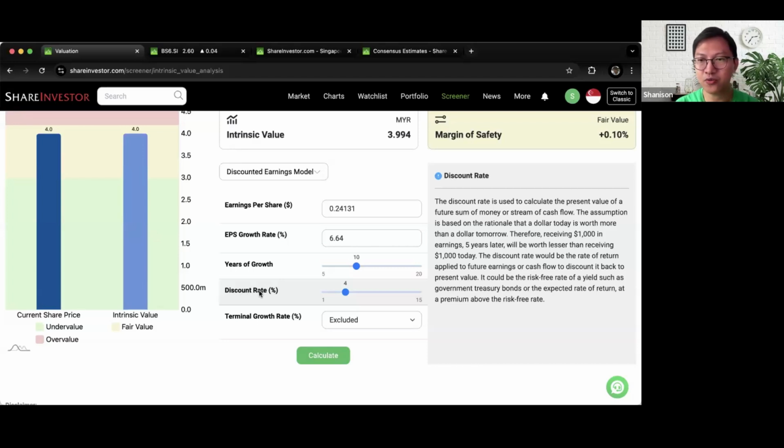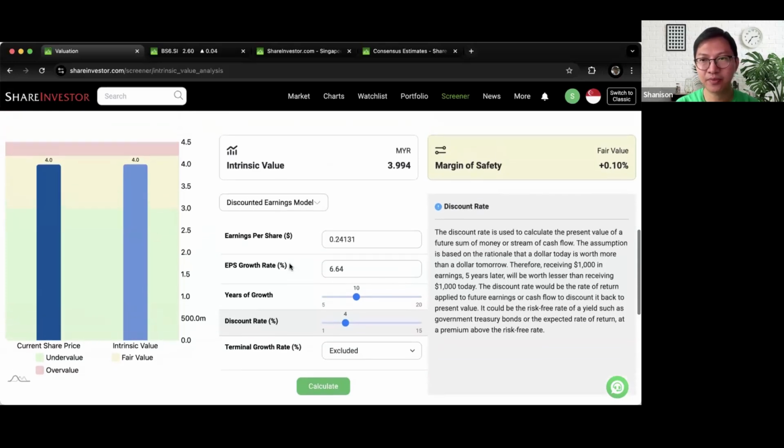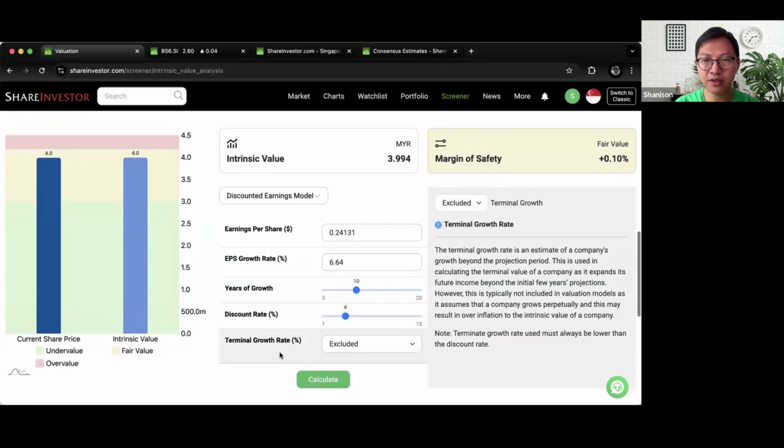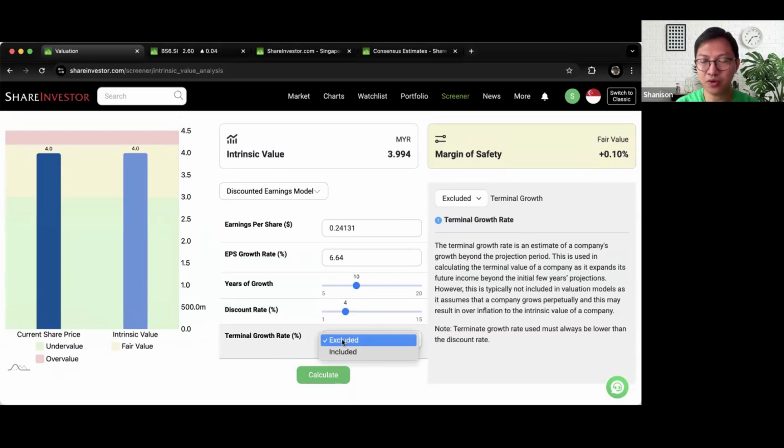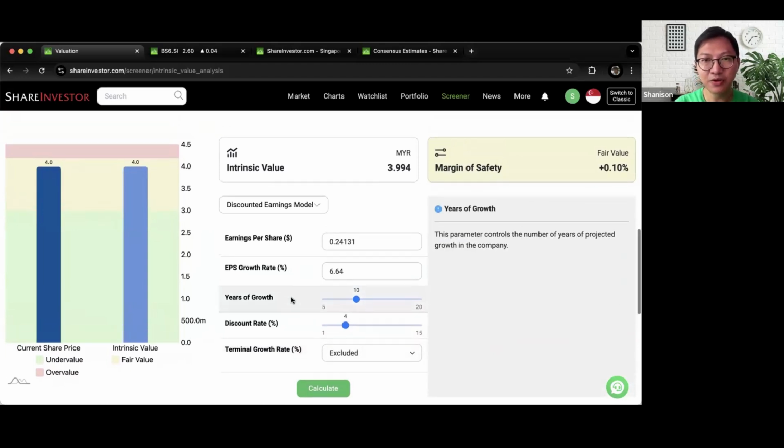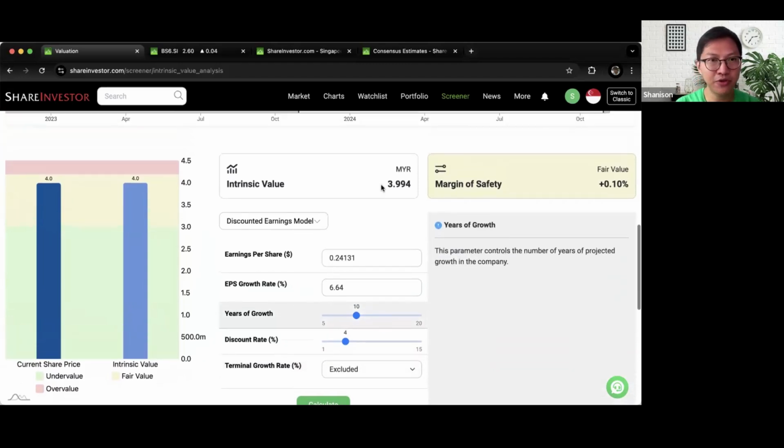Usually it's the risk-free rate, the interest rate and all those, to calculate the intrinsic value. And then the terminal growth rate. Usually we exclude that, but if you include it, it means you assume that kind of growth is perpetual, so it might result in a much higher intrinsic value. So with this, it pre-calculates this for you.